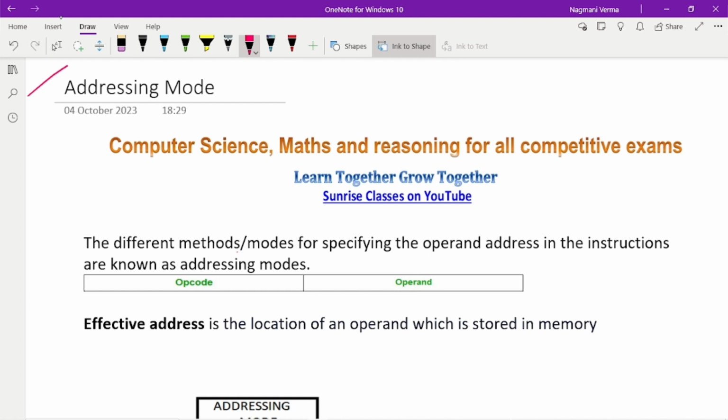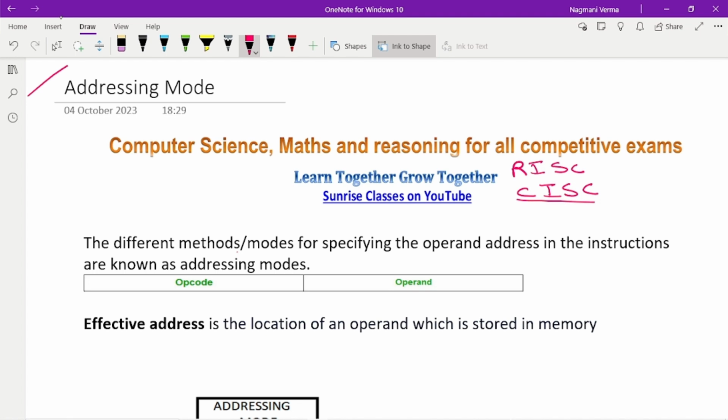In the previous video we already discussed that there are two types of computer architecture. One is RISC and another is CISC. RISC is called the reduced instruction set computer. CISC is called the complex instruction set computer. तो ये सारे जो एड्रेसिंग मोड है that is basically comes under the CISC architecture.